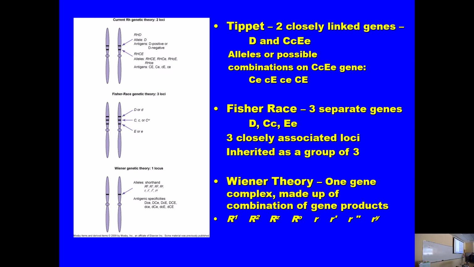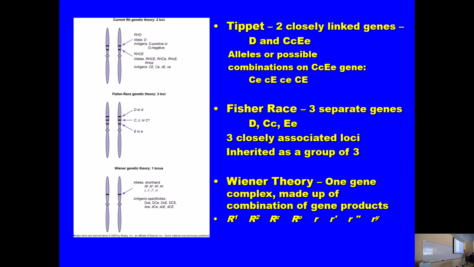Fisher-Race had them as separate, 3 closely associated genes, inherited as a group of 3. Because remember, you usually get the whole thing inherited, right? So your D, your C's, and your E's all have different loci on the chromosome.